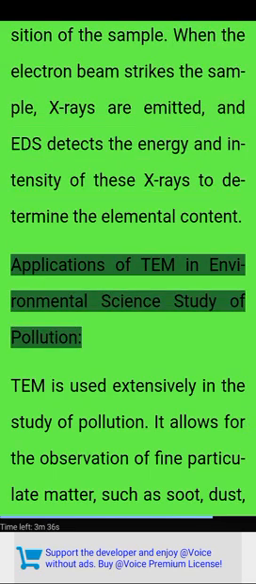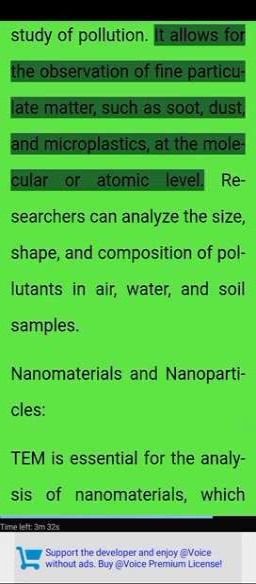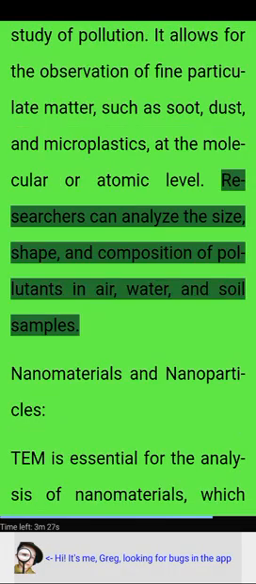Applications of TEM in environmental science. Study of pollution. TEM is used extensively in the study of pollution. It allows for the observation of fine particulate matter, such as soot, dust, and microplastics, at the molecular or atomic level. Researchers can analyze the size, shape, and composition of pollutants in air, water, and soil samples.